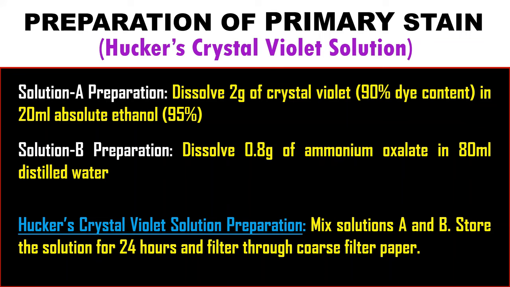Solution A can be prepared by dissolving 2 g of crystal violet in 20 ml absolute ethanol. Prepare solution B by dissolving 0.8 g ammonium oxalate in 80 ml distilled water. Now, mix solution A and solution B together and store for 24 hours. Filter the mixed reagent through coarse filter paper.